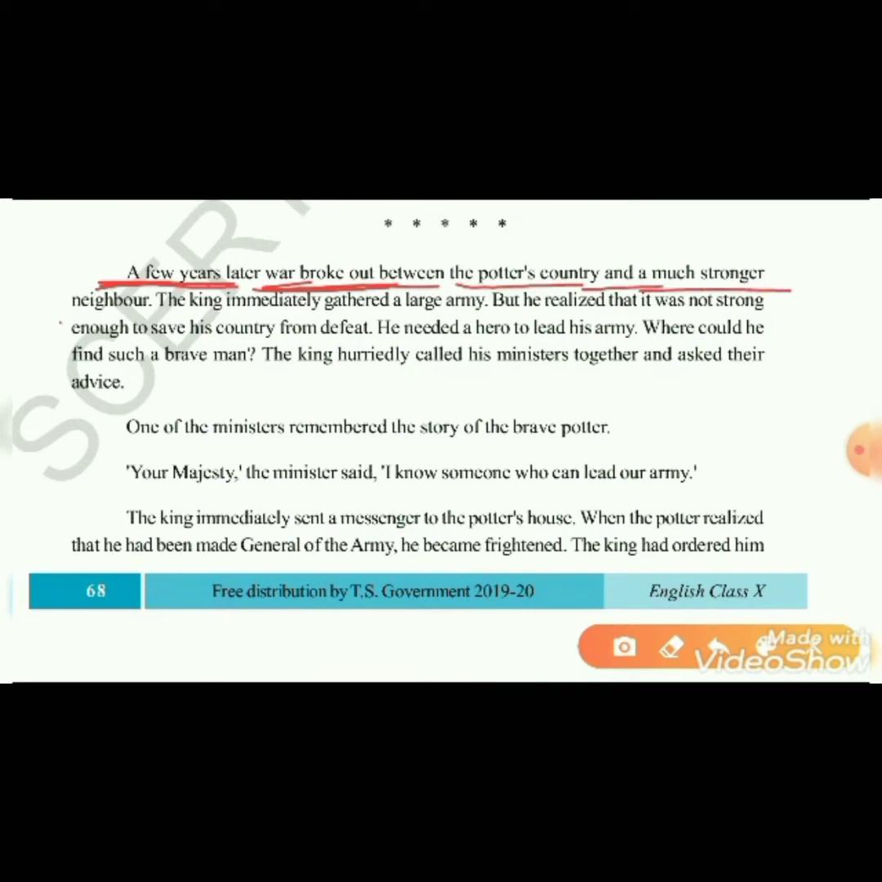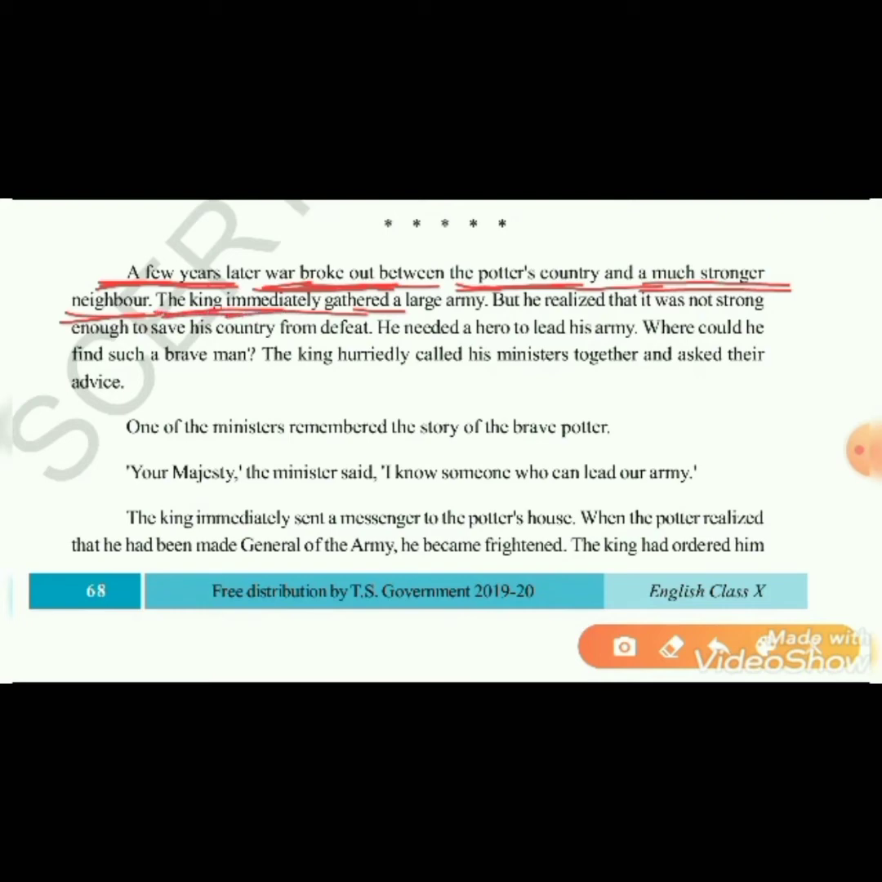Let's get into part 2. A few years later, war broke out between the potter's country and a much stronger neighbor. So there was a war between the potter's country and a neighboring country, like India and Pakistan. If the potter is from India, then there is a war between India and Pakistan, and India is called the potter's country. Broke out means started, began. This is a phrasal verb.